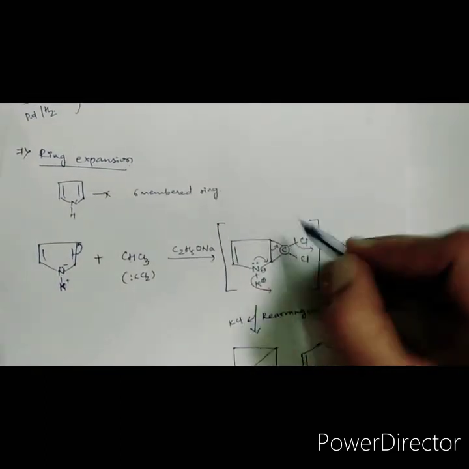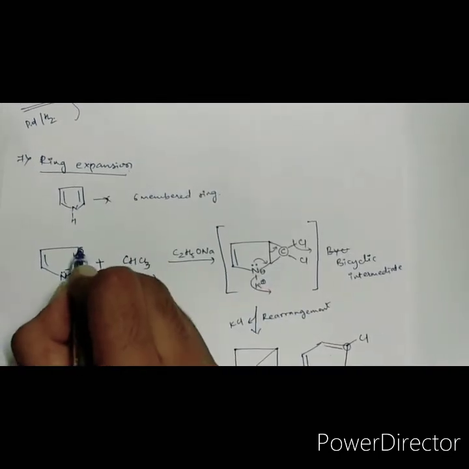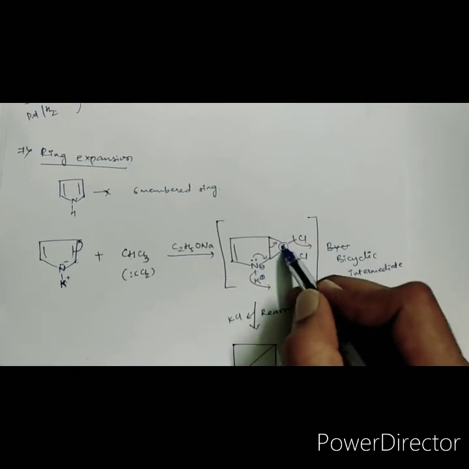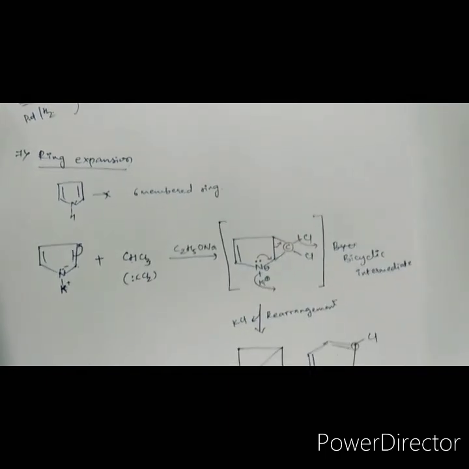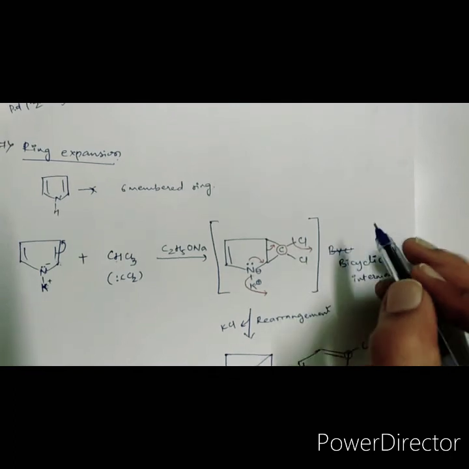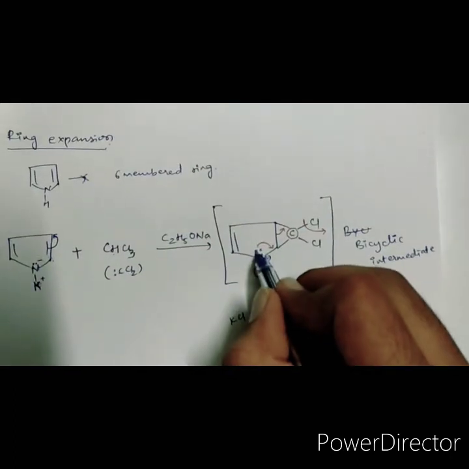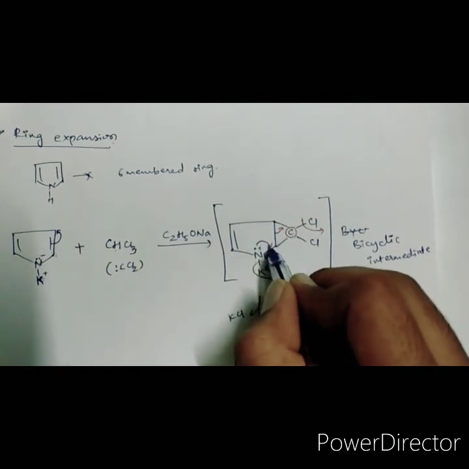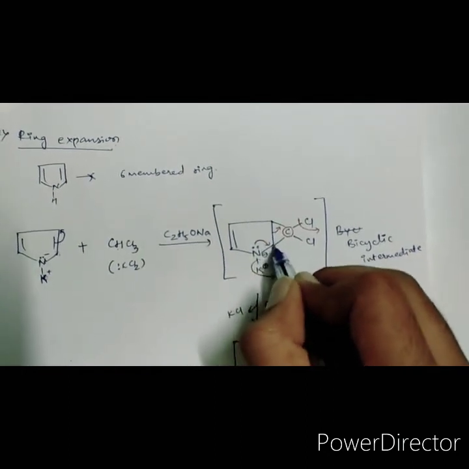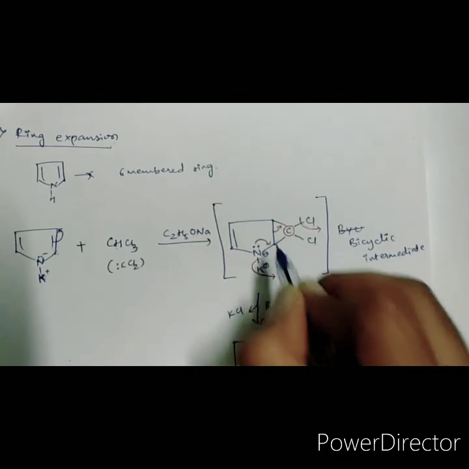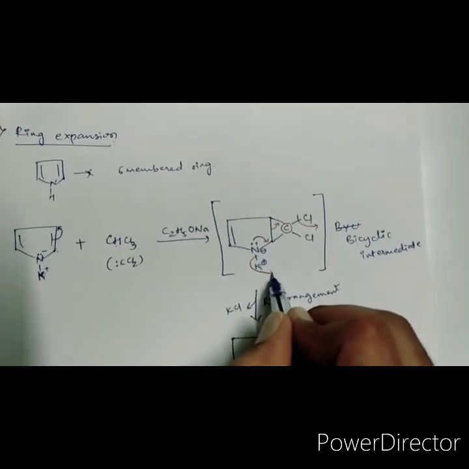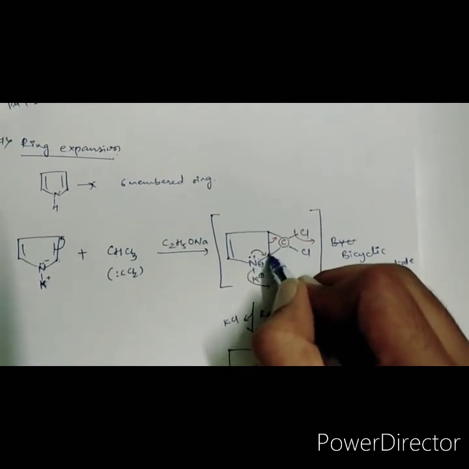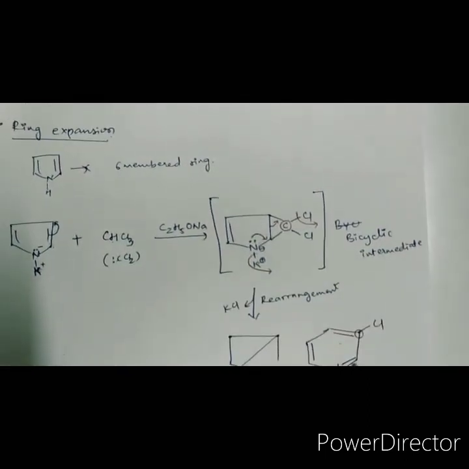Here you can see one of these bonds goes and attacks this carbon atom, leading to formation of a bicyclic structure. Now this bicyclic structure is highly unstable. So what happens? Here you can see there is a lone pair of electrons on the nitrogen. So this lone pair of electrons tries to form a bond with the adjacent carbon atom. So the potassium ion is lost and there is a formation of a new bond with the adjacent carbon. So there is double bond formation here.